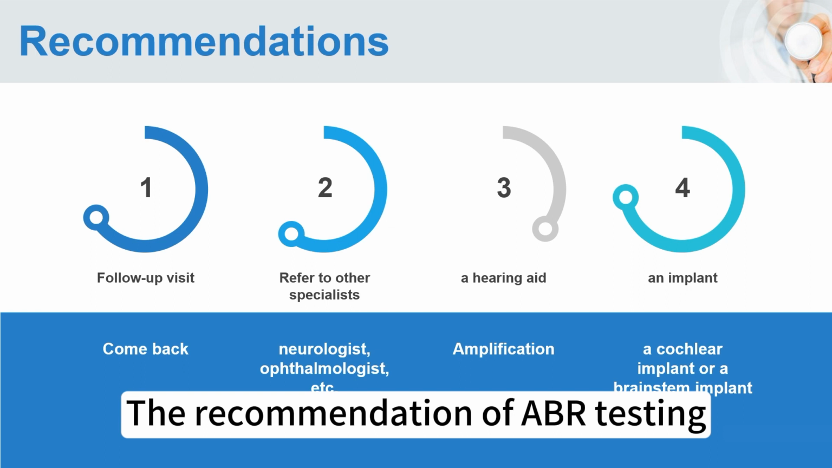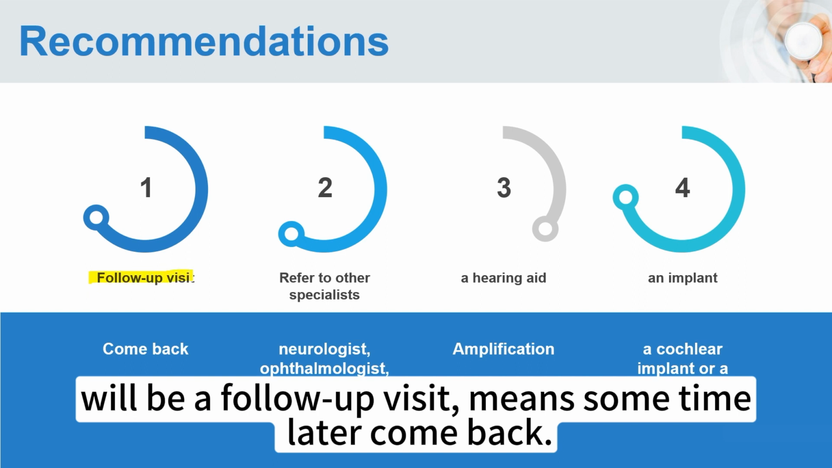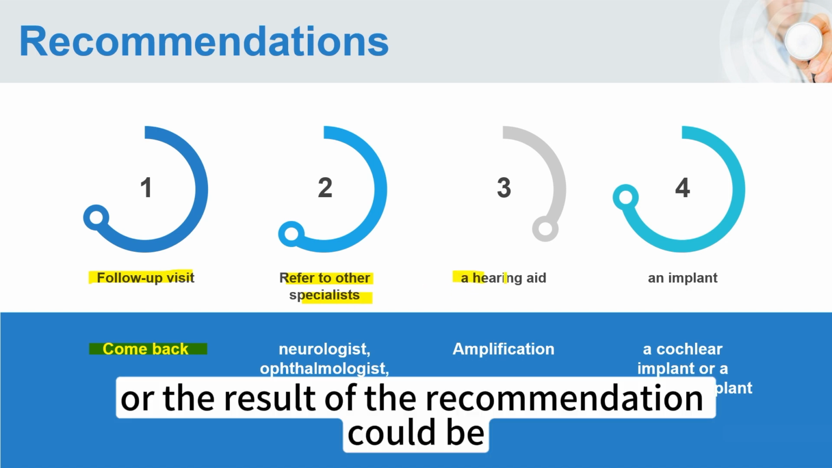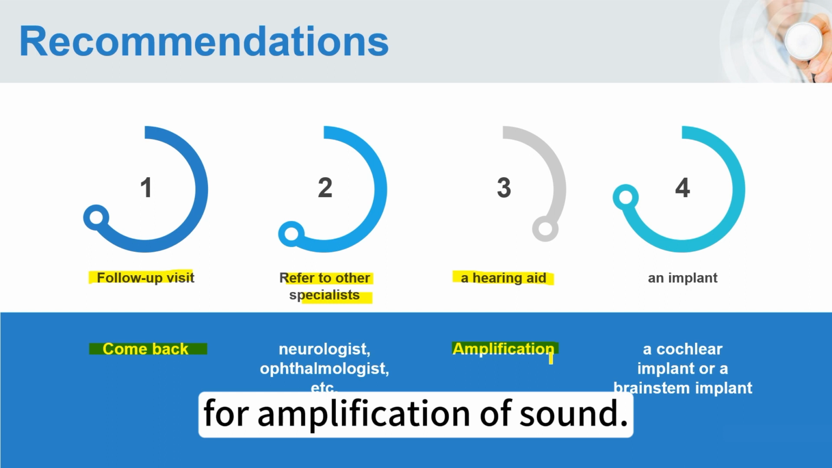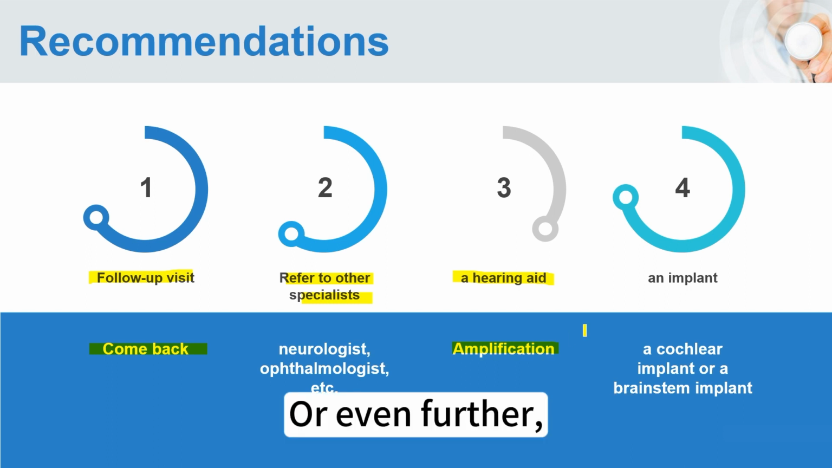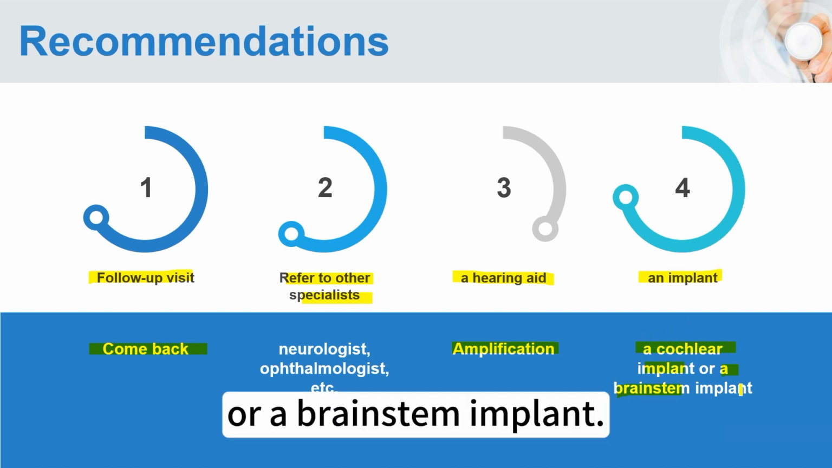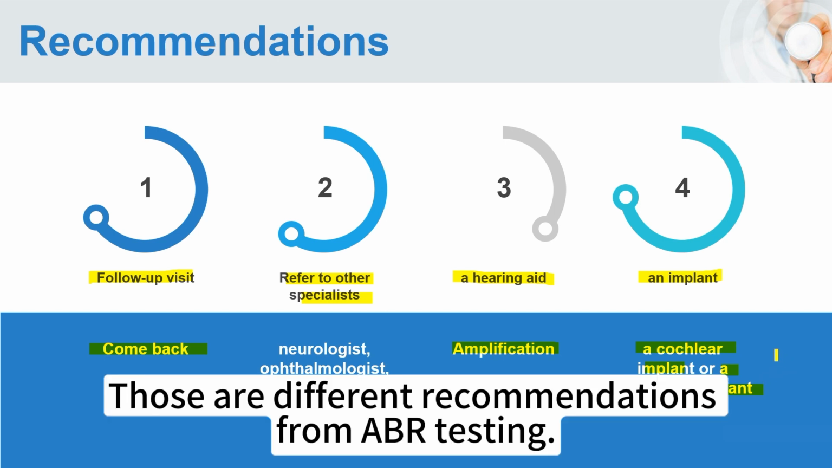So the recommendation of ABR testing will be a follow-up visit, meaning sometime later, come back, or refer to specialists like a neurologist. Or the recommendation could be offering a hearing aid for amplification of sound. Or even further, an implant, a cochlear implant or a brainstem implant. Those are different recommendations from ABR testing.